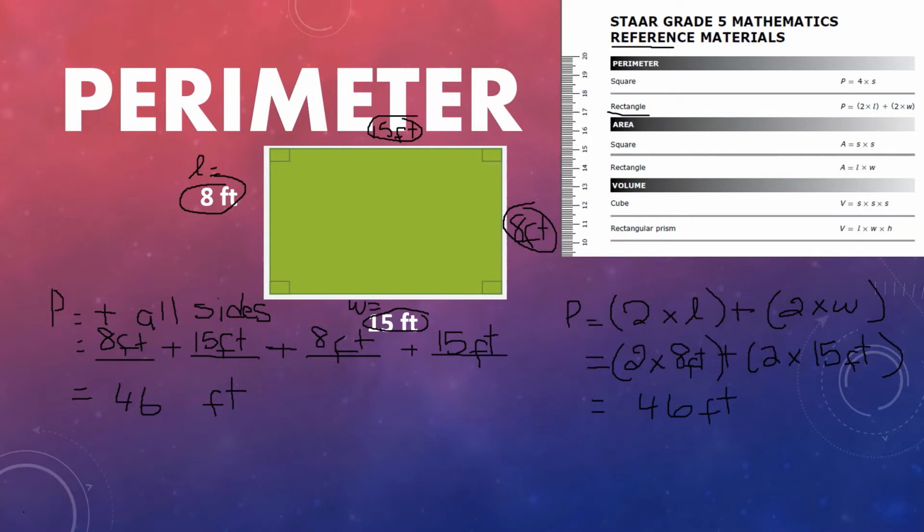My first formula, I also have 2 8s. I have 1 8 here and I have another 8 there. And I also have 1 15 here and another 15 there. So this right here is exactly the same as this. But the reason why I like to use my formula is because it can be used for all shapes, not just rectangles and not just squares.